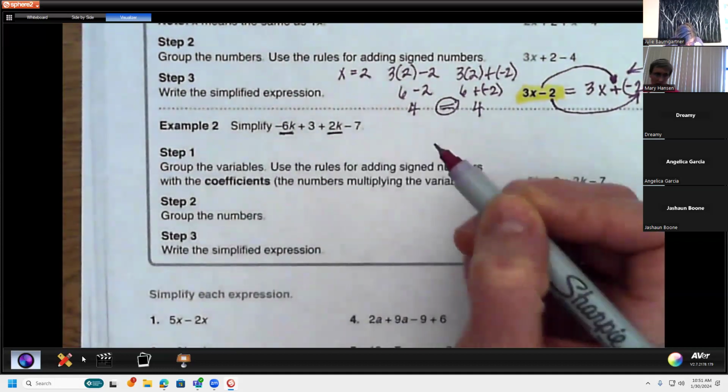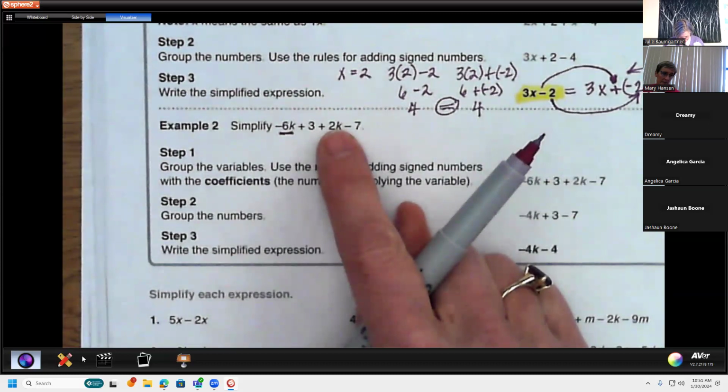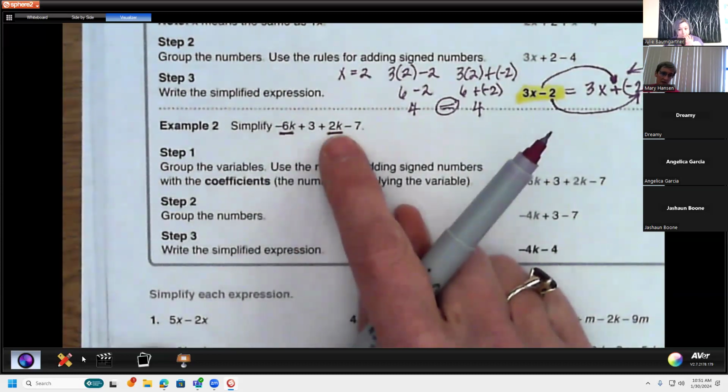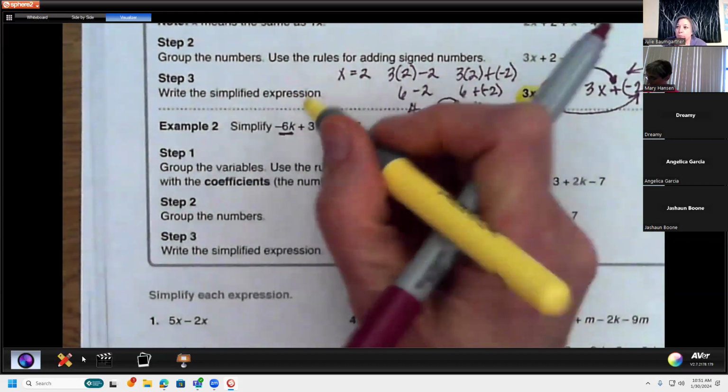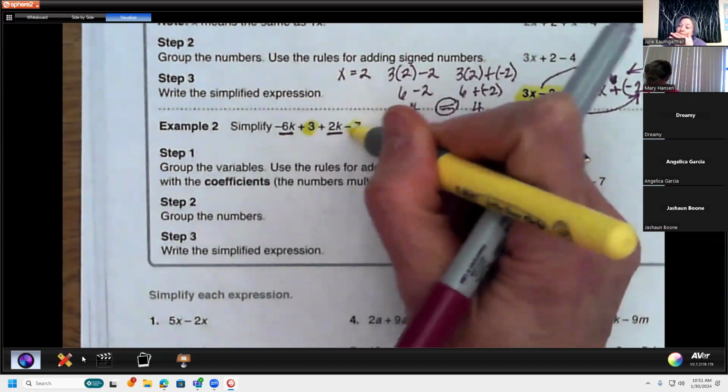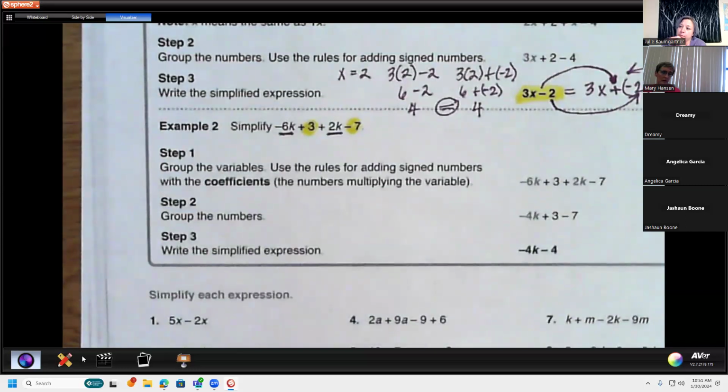These two things are alike. The k's are the same. And so that's like adding hamburgers and hamburgers together. And then I have numbers that I can add and subtract.